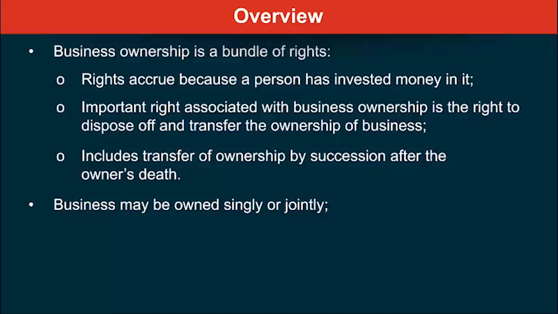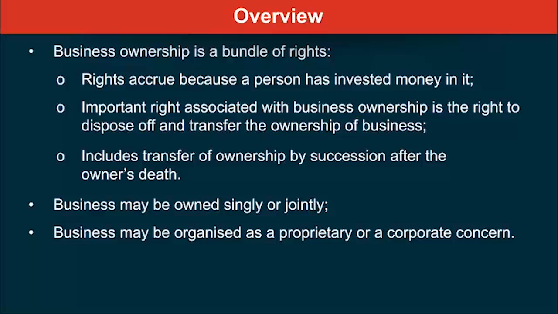So a business may be owned singly or it could be owned jointly also. That is what we are saying. So it could be organized as a proprietary concern or as a corporate concern. So we will be seeing the different forms of business organization, starting with sole proprietorship. Sole proprietorship, a single person running the business.